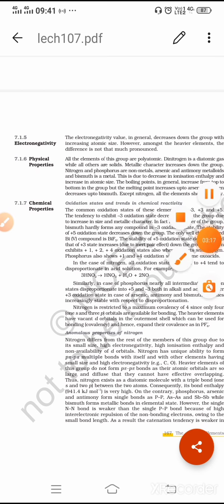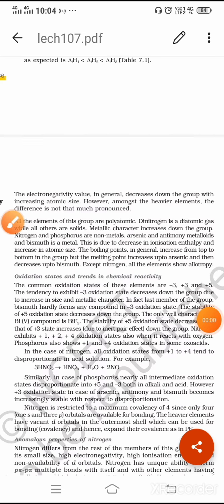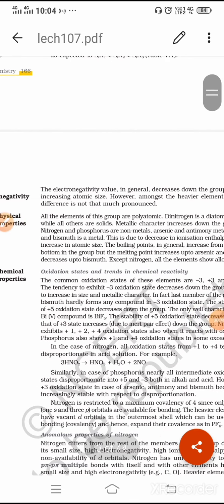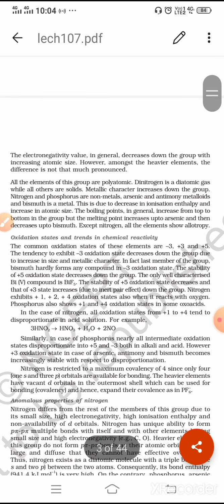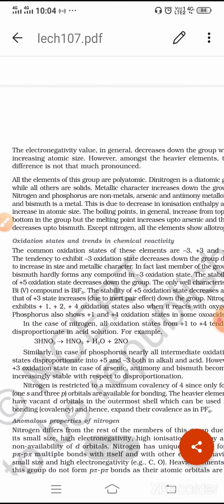Now coming to the next level of properties, which is physical properties. Physical properties in detail we'll discuss in our next video. Physical properties of group 15 depend upon their mass and atomic number. All the elements of group 15 are polyatomic except nitrogen. Nitrogen exists in diatomic form and gaseous state, while the rest all occur in solid state.